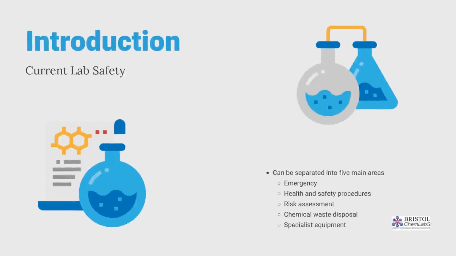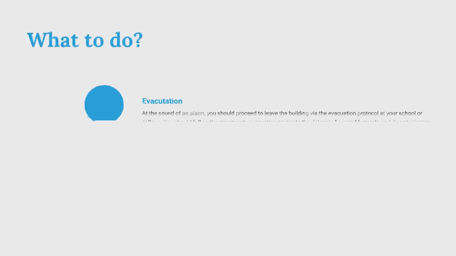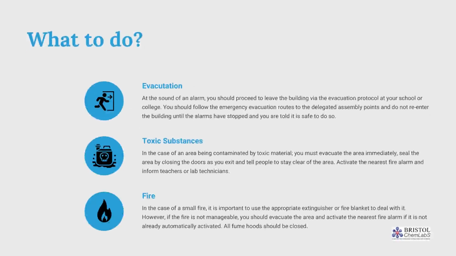Lab safety can be separated into 5 main areas: emergency, health and safety procedures, risk assessment, chemical waste disposal, and specialist equipment. Let's start with emergency. At the sound of an alarm, you should proceed to leave the building via the evacuation protocol at your school or college. You should follow the emergency evacuation routes to the delegated assembly points and do not re-enter the building until the alarms have stopped and you are told it is safe to do so.